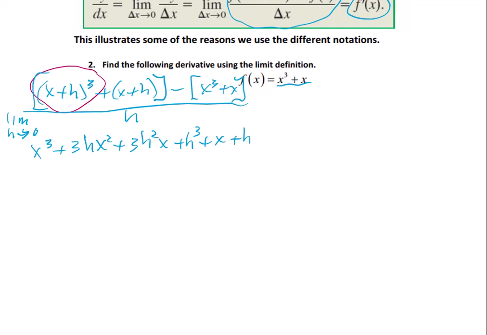Now that's all my y2. And I'm going to subtract this y1 out here from it. So I've got minus x cubed minus x. All of that's over h. And we want the limit as h is going to 0.